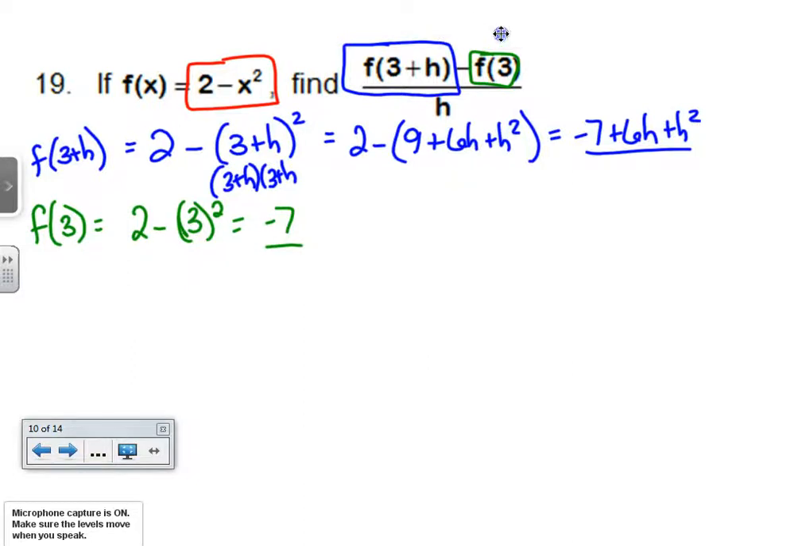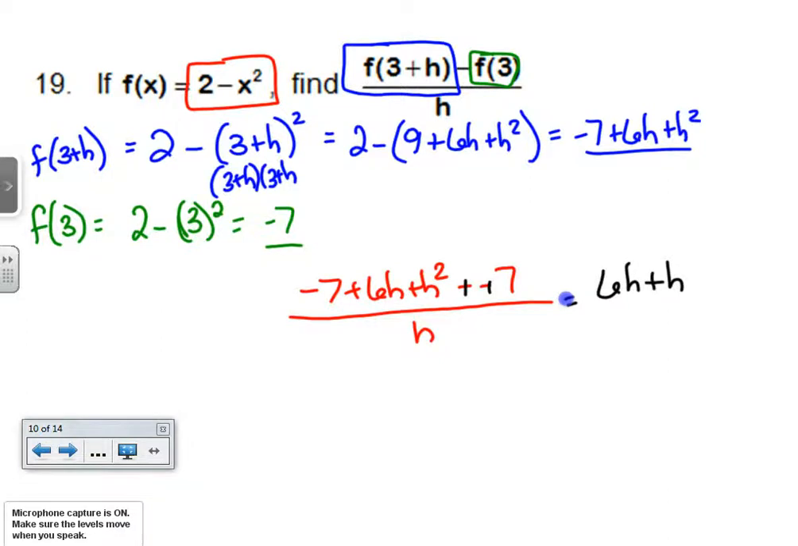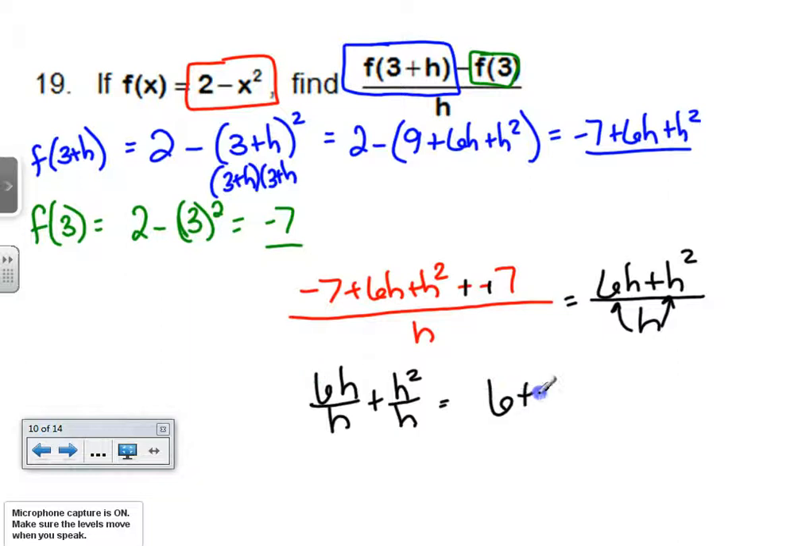Go back to the original problem. It says take f of 3 plus h, which is this blue thing, and then subtract off f of 3, which is this green thing, and then divide the whole thing by an h. Now you should see some amazing canceling happening. First of all, don't forget negative is a positive, so we have negative 7 plus 7, which will cancel out, and I have 6h plus h squared, all divided by h, which means I can distribute this h under both parts of the numerator and cancel out an h in both of the terms. So what you really have is 6 plus h.